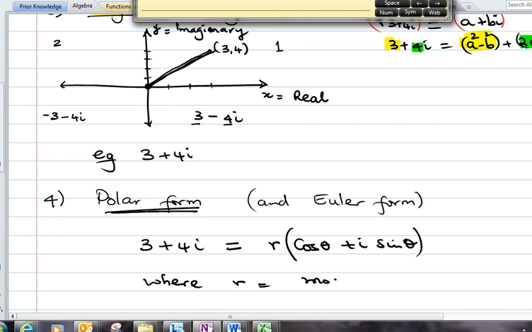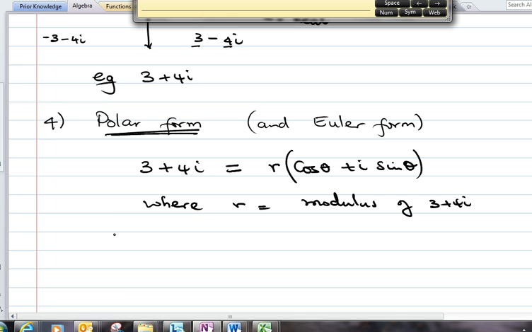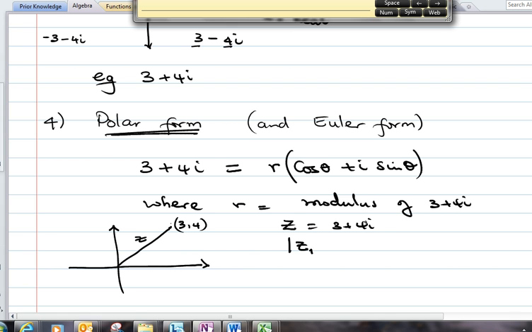r is the modulus of the complex number, which in this case would be found as the length of that line segment when that complex number is represented on the Argand diagram. So this point here being 3, 4, if we call this complex number z, so if z is 3 plus 4i, then the modulus of z, which we represent as |z|, is the square root of 3 squared plus 4 squared, which is 5.